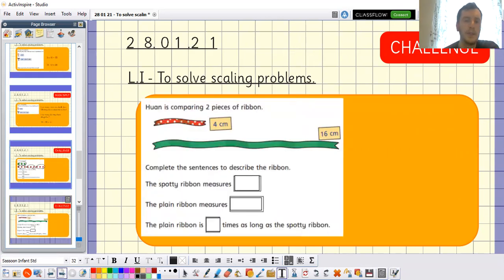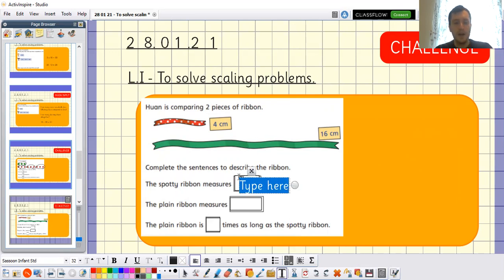Now I've got a similar one, but this time with ribbon. One is comparing 2 pieces of ribbon. We can see them here. Spotty one with a length of 4 centimeters and a plain ribbon with the length of 16 centimeters. Again, pause the video, have a go at filling out those sentences to describe that ribbon. Now let's go through it together then.